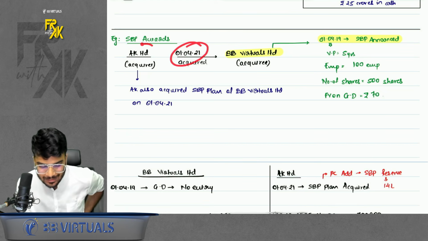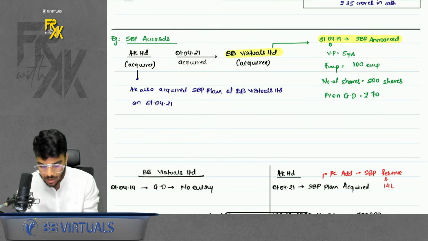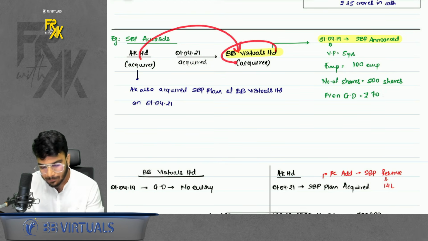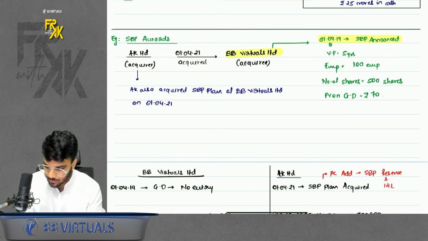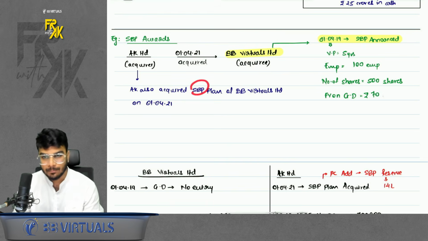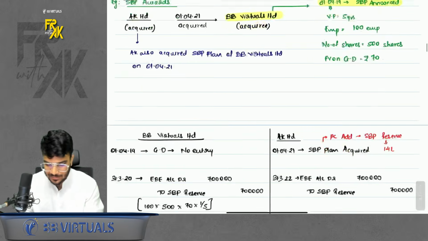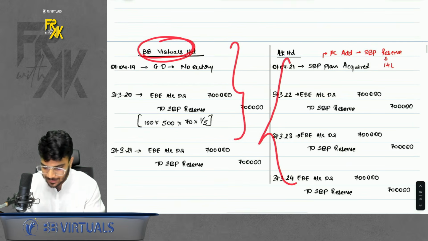After 2 years, AK Limited acquired BB Virtuals. AK Limited acquired this selling company. Okay. So along with the acquisition of the company, I acquired the SBP plan also. So I told BB Virtuals that now I will issue the shares under SBP to your employees. Okay. So now what happens is, for the first 2 years, BB Virtuals had booked the expense, but for the remaining 3 years, AK will book the expense.